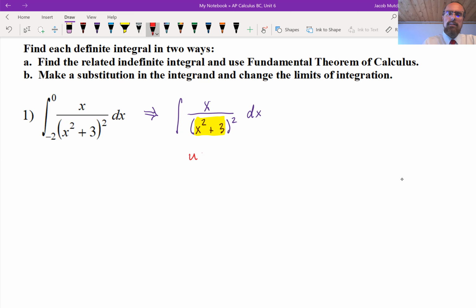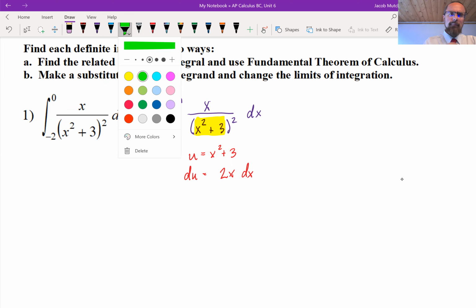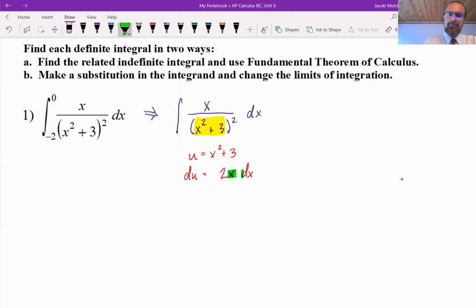My u here is going to be x squared plus 3. So we'll find our du, and that's going to be 2x dx. Just comparing my parts to the pieces that I've got both in this du and in the original integrand, I've got the x, I have dx. What I don't have is the 2. So I do need to include another coefficient to cancel the 2. I'll put a half there, and it's going to show up in front. So my half du is going to be equivalent to x dx.